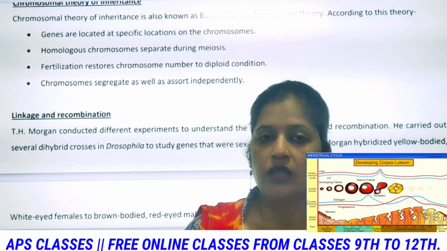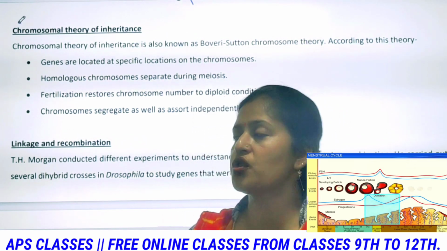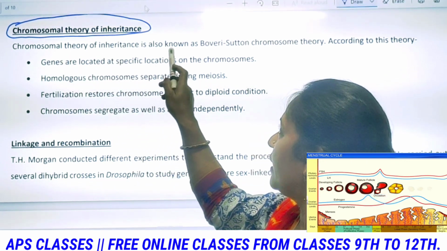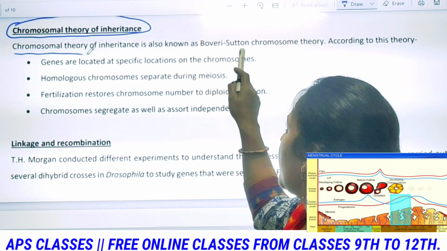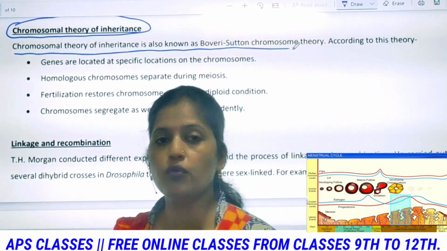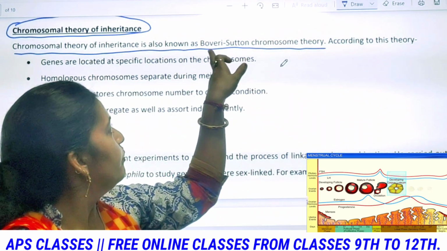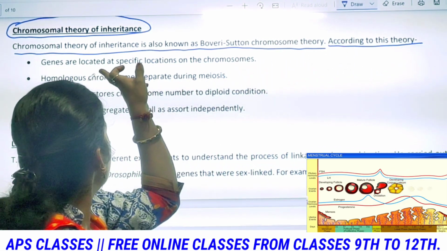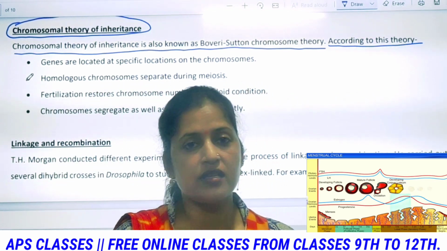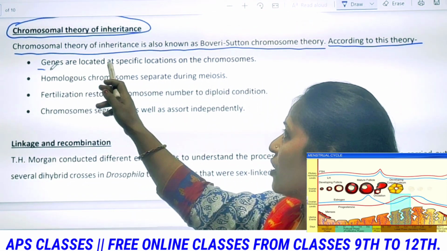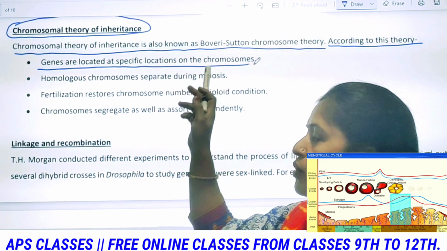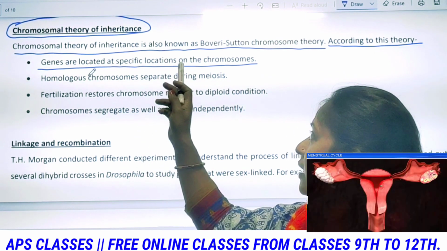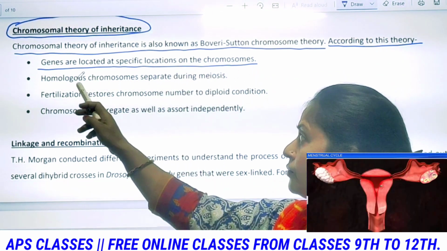Next is the chromosomal theory of inheritance. The next important theory regarding the inheritance of variation is the chromosomal theory of inheritance, also known as the Boveri-Sutton chromosome theory. According to this theory, genes are located at specific locations on the chromosomes.